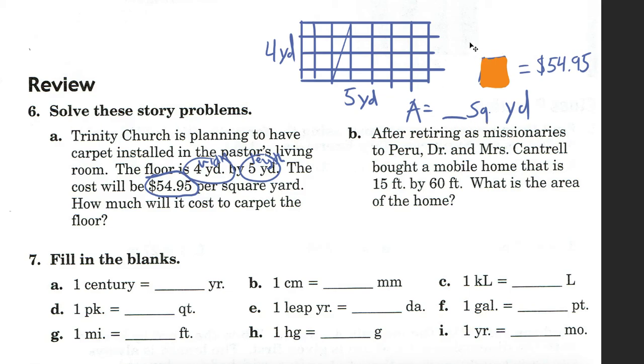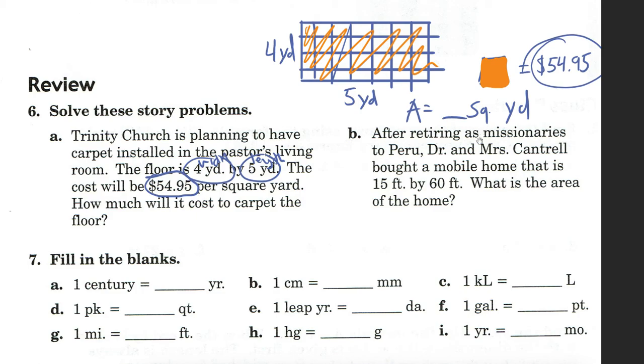All right, so how many of these square yards do they need in order to cover all this up? First figure out what the area is. That'll tell you how many of these squares would be required, and multiply that by $54.95, because that will tell you how much they're going to need to spend if they want to cover the entire floor here with carpet.